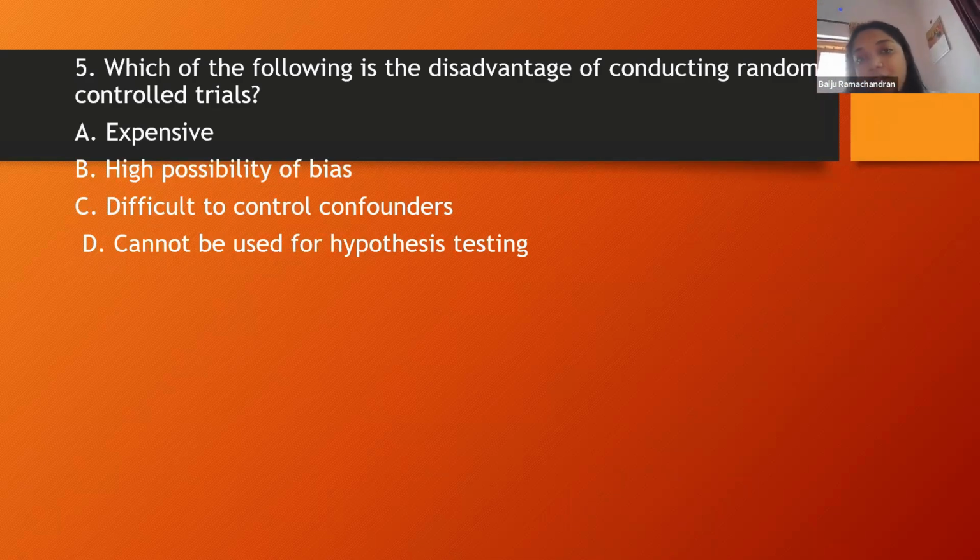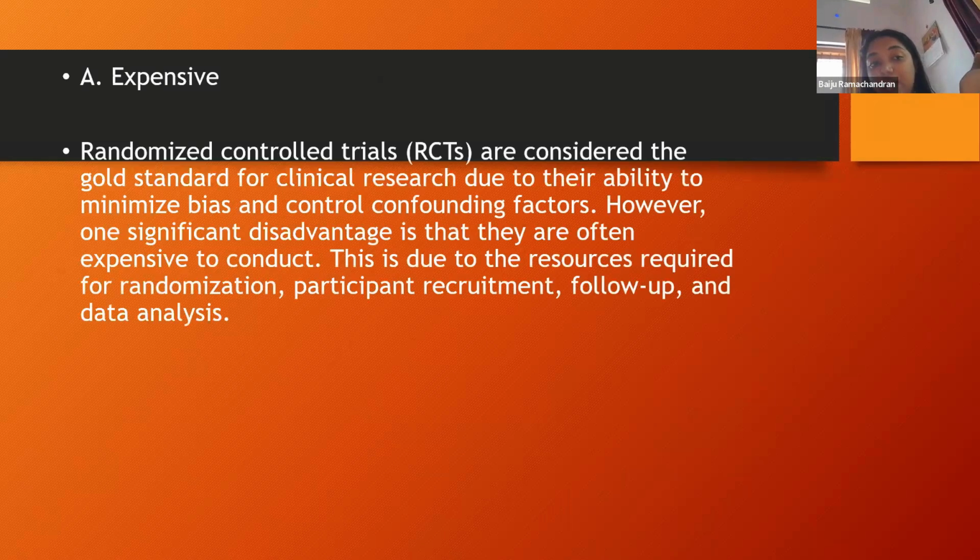Which of the following is the disadvantage of conducting a randomized control trial? So, what is the main disadvantage of conducting a randomized control trial? The main disadvantage is that it is expensive, because the randomized control trial is considered a gold standard for clinical research because there is very little bias. Bias means errors happening in this randomized control trial.